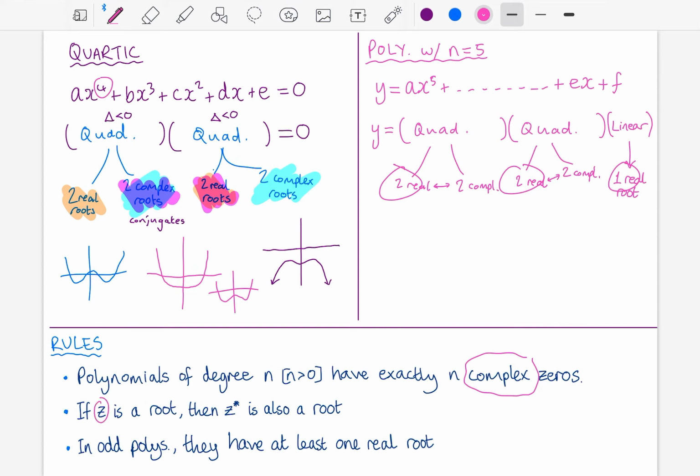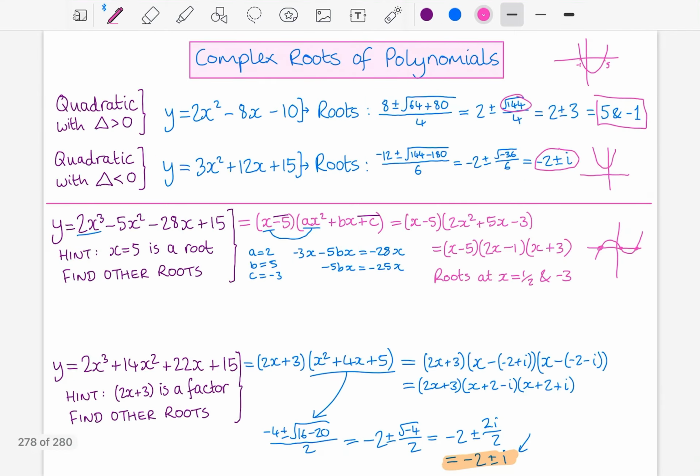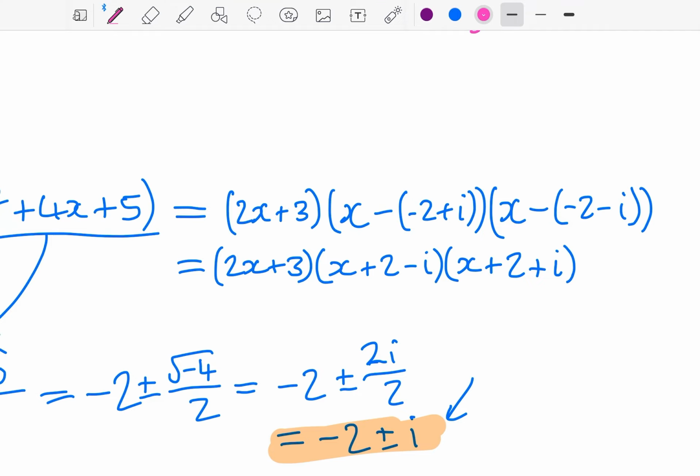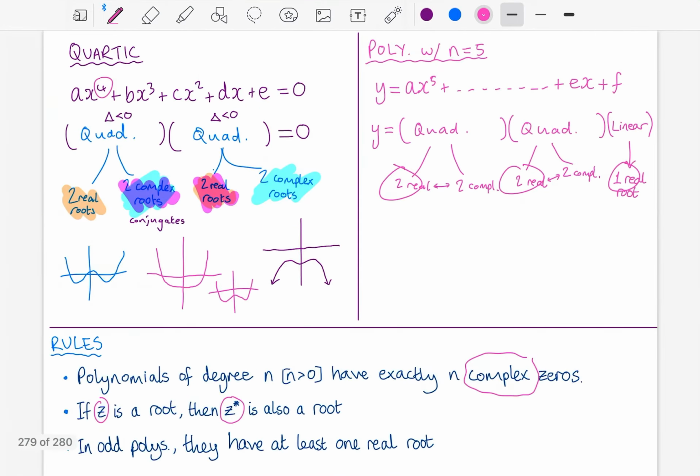If z, a complex number, is a root, then z star, the complex conjugate, as we've discussed, is also a root. As we saw here, if minus 2 plus i is a root, minus 2 minus i must be a root. That's how the quadratic formula works. There's no way around it. You always have a pair of conjugates in your list of roots.